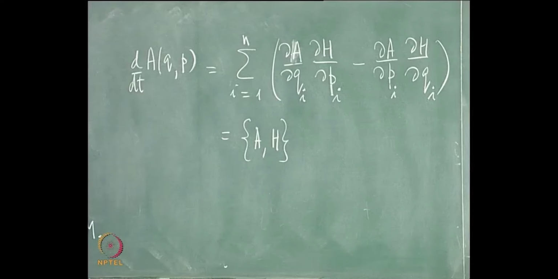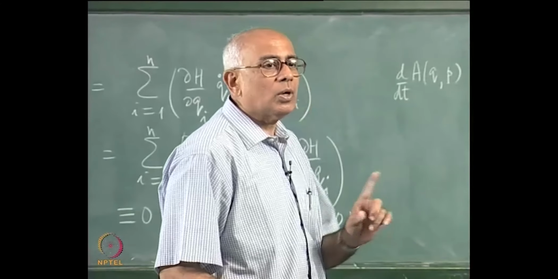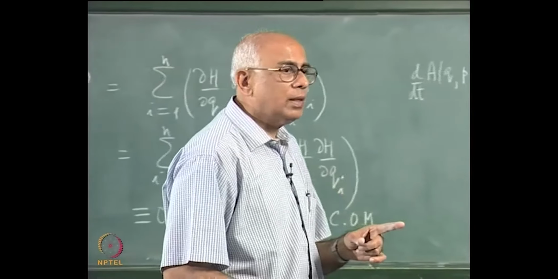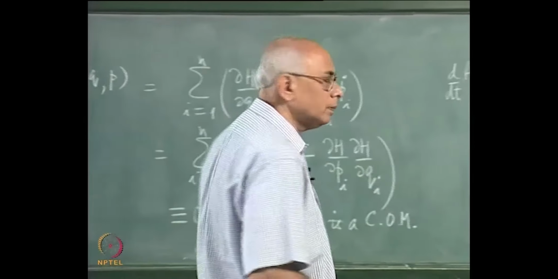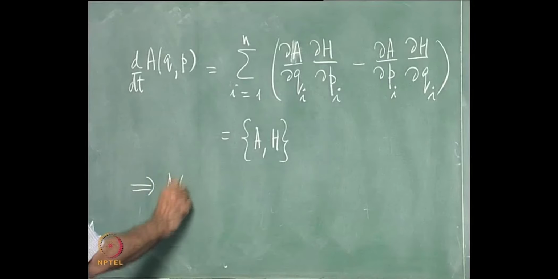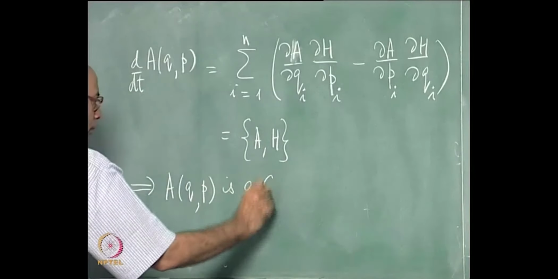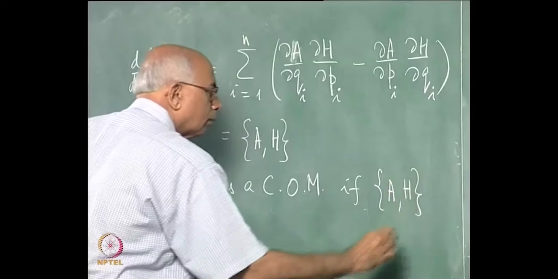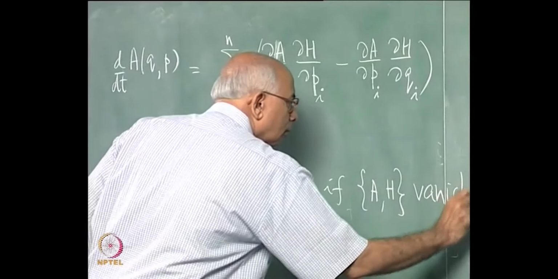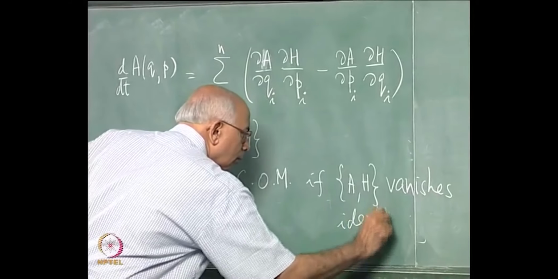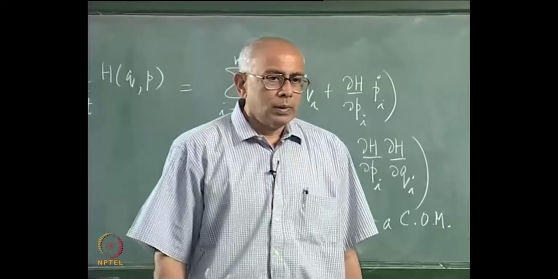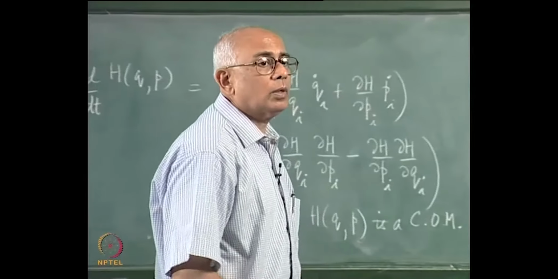When is this a constant of the motion? Yes, when A Poisson commutes with H, when the Poisson bracket of a function with the Hamiltonian is 0, if it vanishes identically, then the function is a constant of the motion. And the converse is true as well, as long as we are dealing with autonomous Hamiltonian systems.